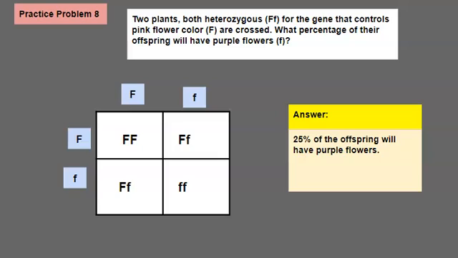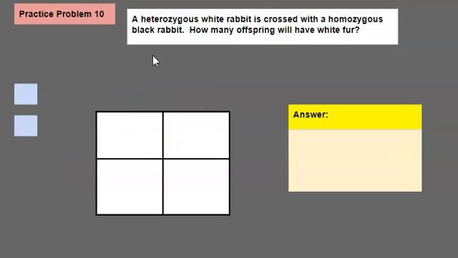Okay. Last problem to try together is problem 10. So in problem 10, we have a heterozygous white rabbit is crossed with a homozygous black rabbit. How many offspring will have white fur? So there's a couple things you have to do in this problem. First, you have to create your own alleles. So you have to create your own capital and lowercase letters. And you have to figure out which trait is dominant and which trait is recessive.